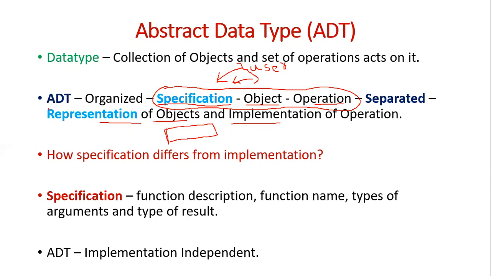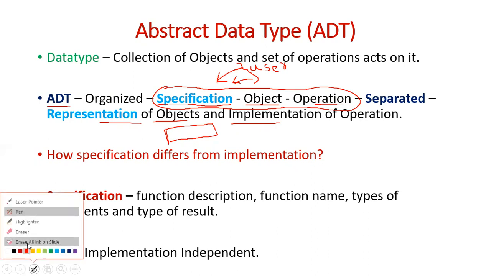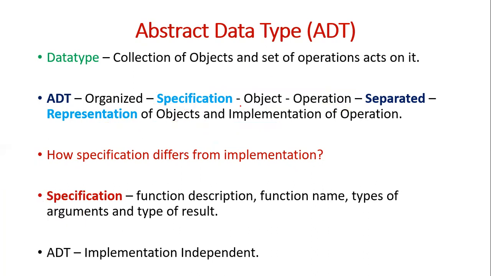So an abstract data type, an ADT, is one which is organized in such a way that the specification of the object and the specification of the operations performed on the object are separated from the representation of the object and the implementation of the operations on the object. Because these two are different things. From a user perspective, he needs only the object specification and the operation specification. He is not bothered at all about the implementation details of the object and the operations.